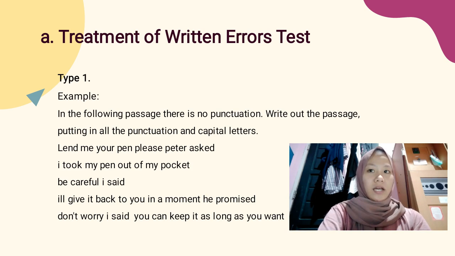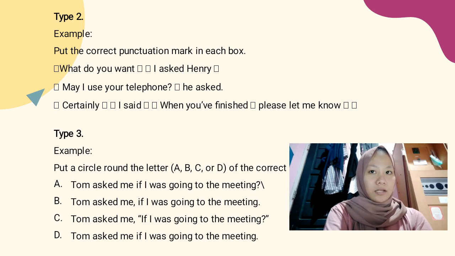Type 1. In the following passage, there is no punctuation. Write out the passage, putting in all the punctuation and capital letters. Type 2. Put the correct punctuation mark in each box. Type 3. Put a circle around the letter A, B, C, or D of the correctly punctuated sentence.